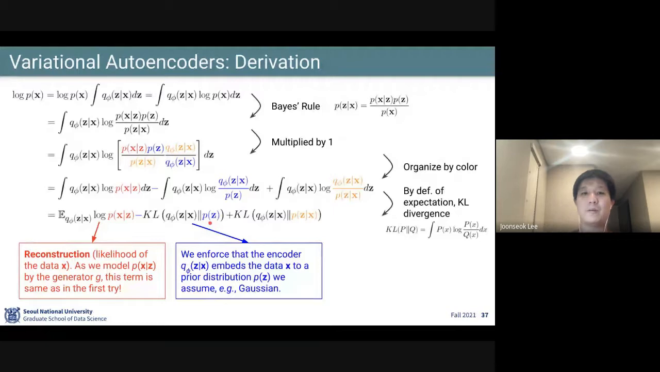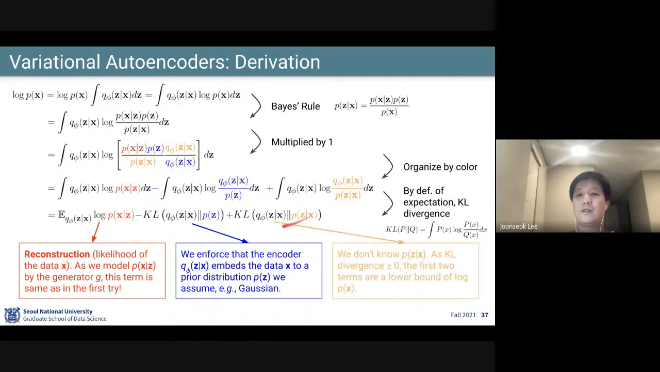Recall that we are adopting this Q because we don't know PZ given X. So we just use some preferred form, which is Gaussian. And we would like to make it similar to PZ. Without enforcing this, that will fail like the previous one.